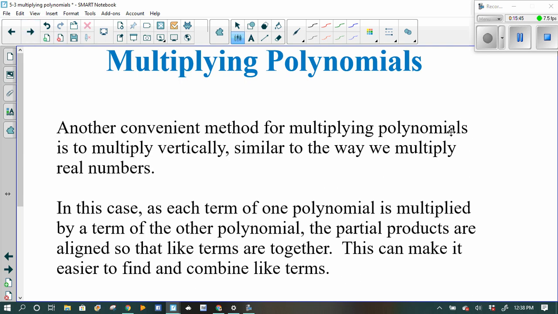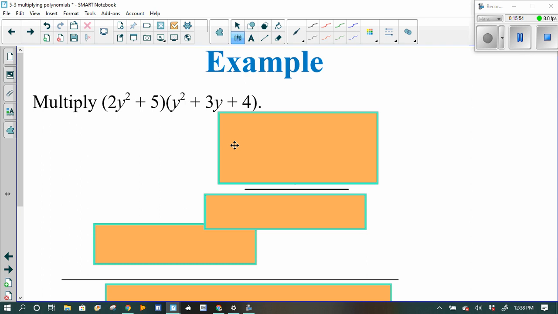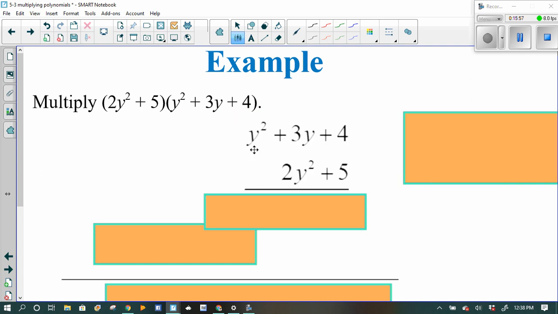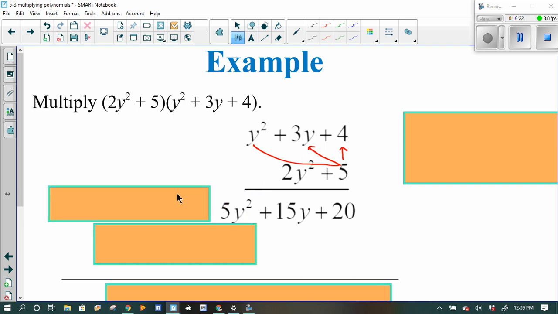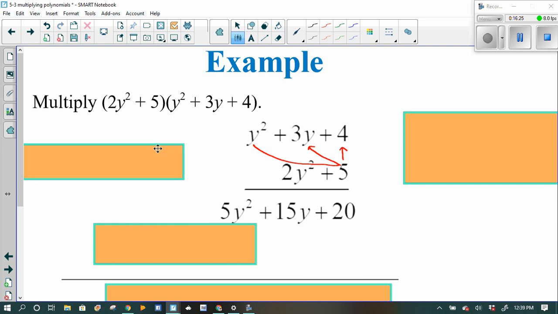So a convenient method for multiplying polynomials is to multiply vertically, and it's similar to the way we multiply real numbers. So if I were going to multiply these two, it would look like this, with the one with more terms on top, just like I did 23 over 5, because 23 has more digits than 5. And then you're going to go 5 times 4, which is 20. And then 5 times 3y, which is 15y. And then 5 times y squared, and that would be 5y squared. So that takes care of that.